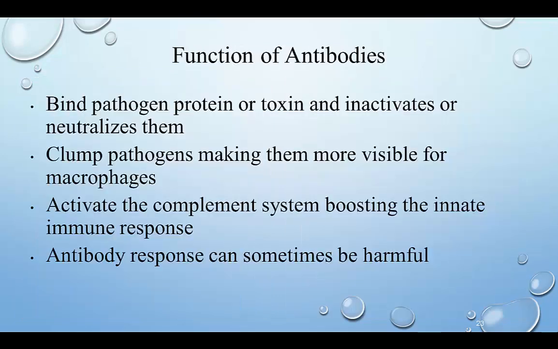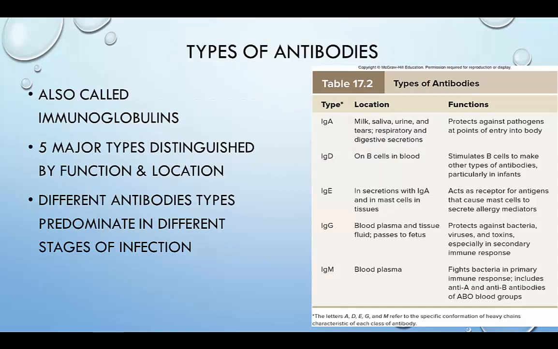What is the function of antibodies? We know that they bind pathogen proteins or toxins and inactivate or neutralize them. They can clump pathogens, making them more visible to the macrophages. They're able to activate complement to boost our innate immune response. An antibody response, however, can sometimes be harmful. The types of antibodies that we have are IgA, IgD, IgE, IgG, and IgM. This table tells us what the functions of the different ones are. There are 5 major types.